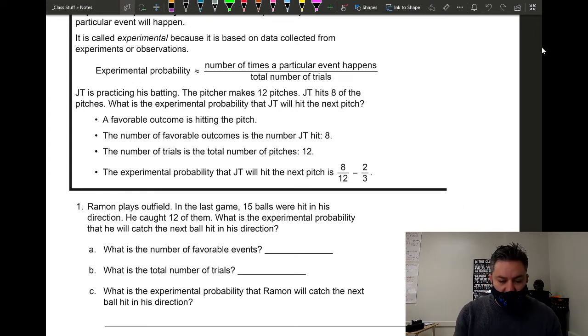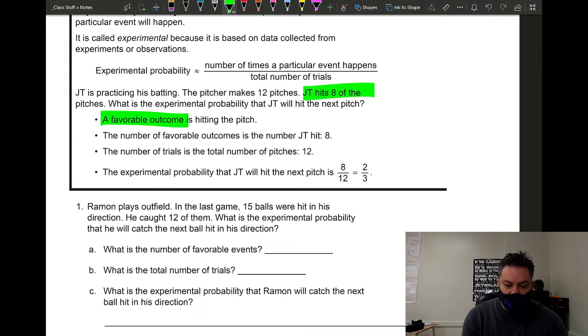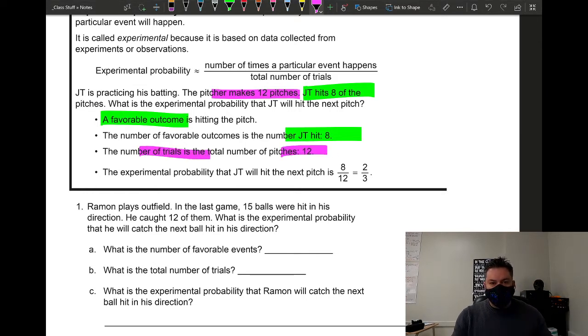So in order to do that, a favorable outcome is hitting the pitch. What you're looking for is actually hitting the pitch, and it's called a favorable outcome. The number of favorable outcomes in this case is going to be 8 because he hit it 8 times. And the total number of trials is going to be 12 because that's how many pitches he got. Now when you write it as a fraction, it's just going to be 8 out of 12. And when you simplify that, you get 2 out of 3. So basically you just divide them by 4. So the probability of hitting the next pitch is going to be 2/3.